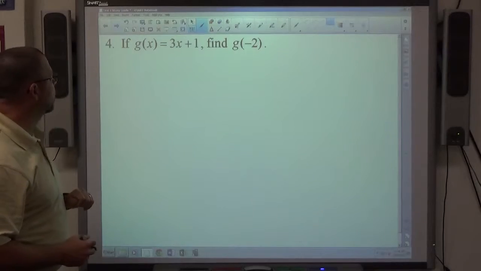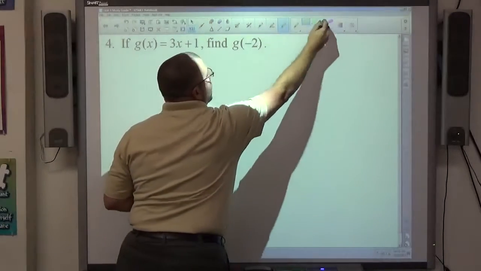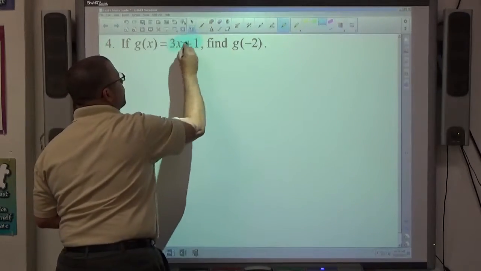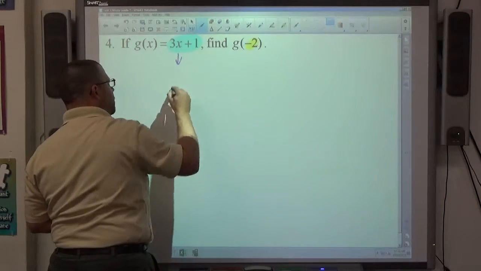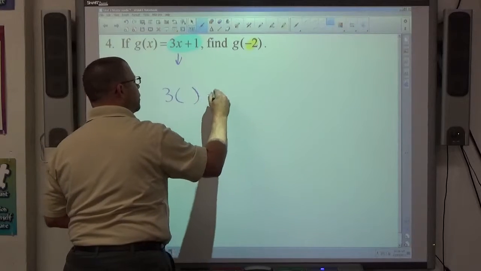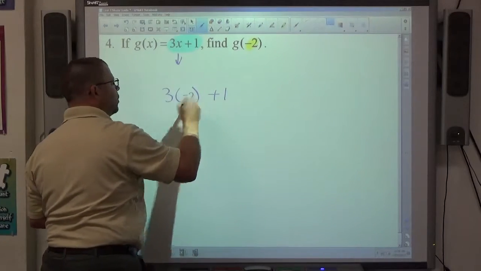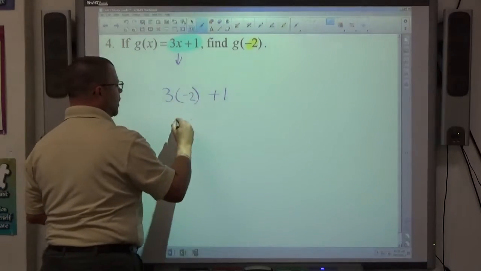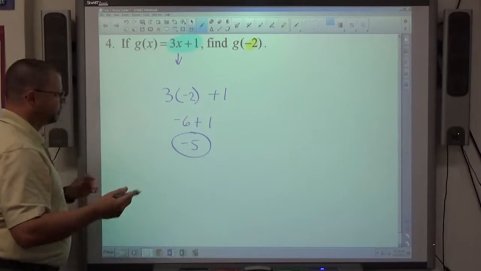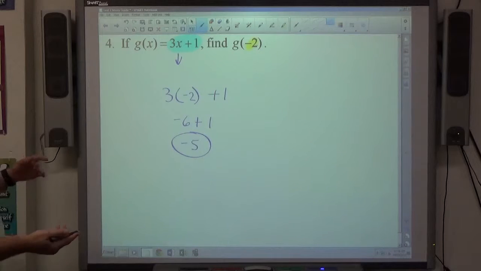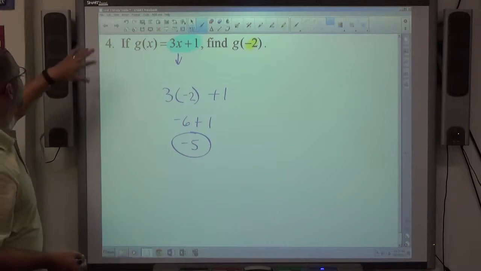Same deal for number 4. We're trying to evaluate this expression when x equals -2. So we take this expression, 3 times x plus 1, we're changing x to a -2. 3 times -2 is -6, -6 plus 1 is -5. So those two problems in a row, 14 points of your test, really basic.